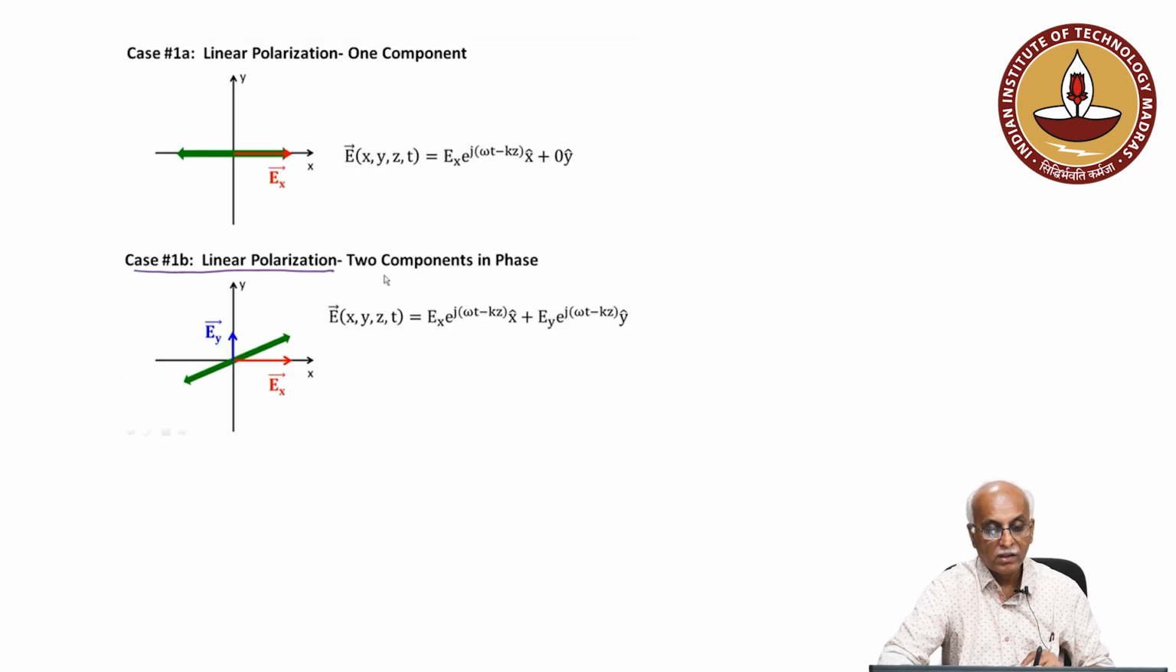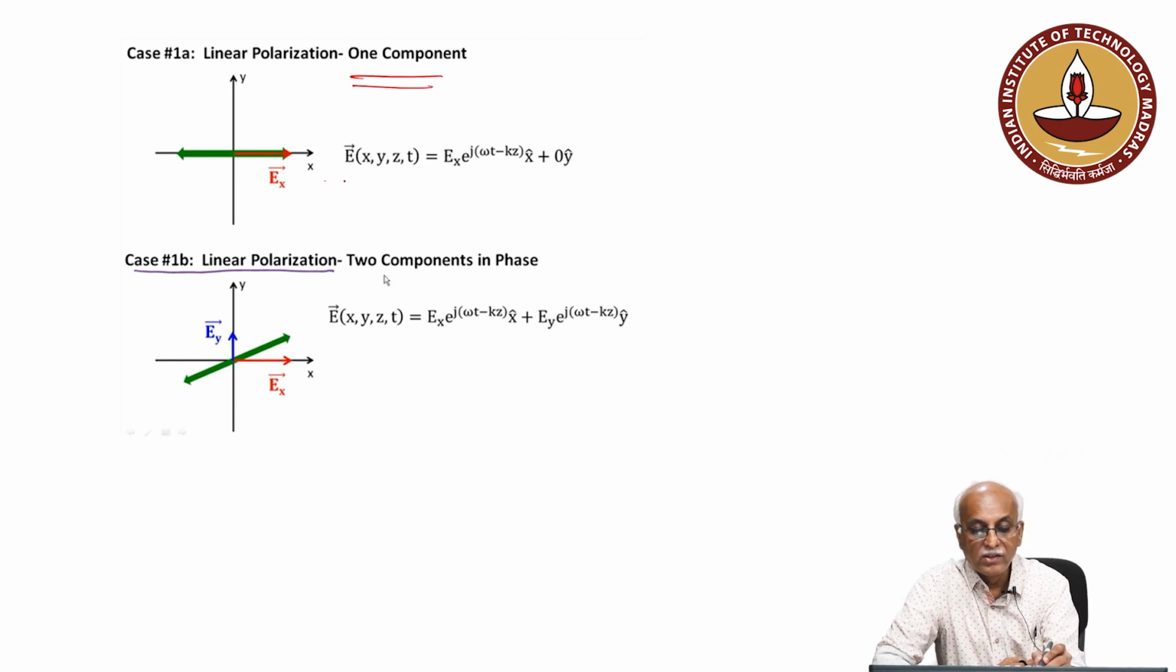Now, depending upon this, if there is electrical field oscillating in only one component, then the linearly polarized light is represented by this form. It has a zero y component, while it has only the electrical field component along the x direction.